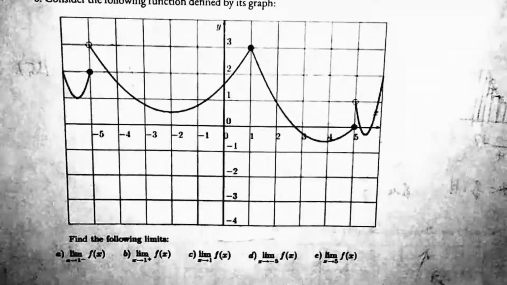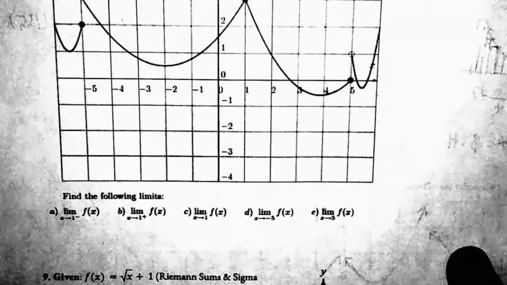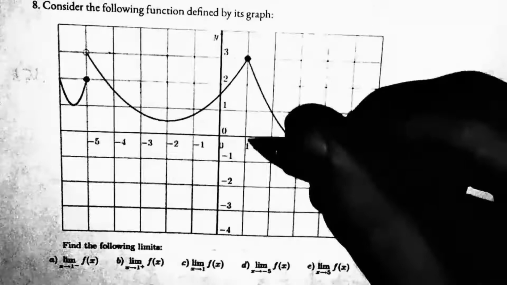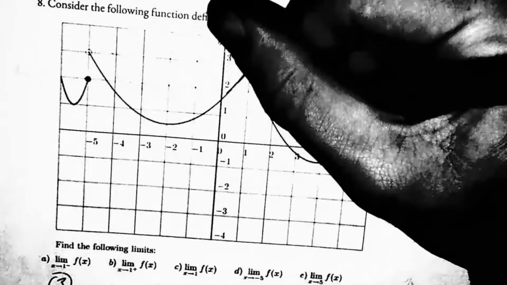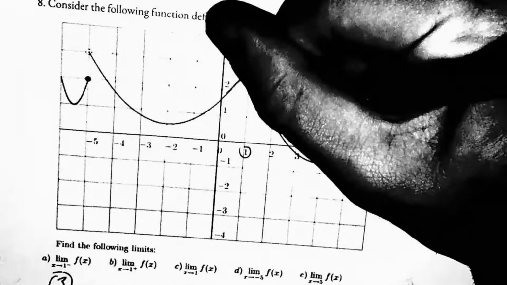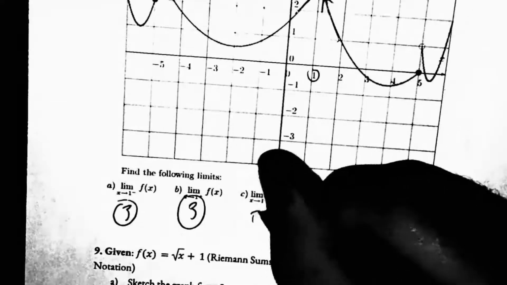More of these. Okay. Limit as x approaches 1 from the left. So let's go to 1. We'll approach it from the left. As we approach from the left, it approaches 3. Let's approach 1 from the right. We're approaching from the right. We're still approaching 3. Okay. And so the limit overall is 3.